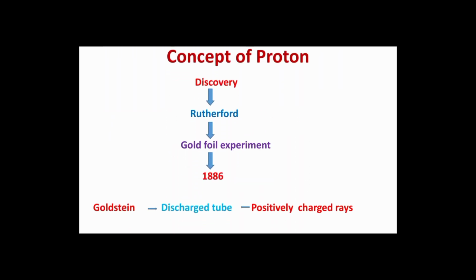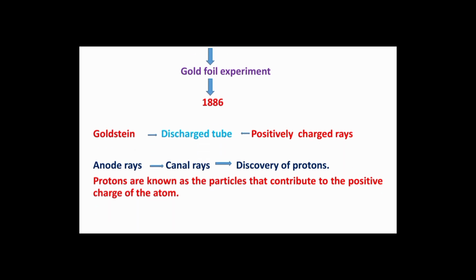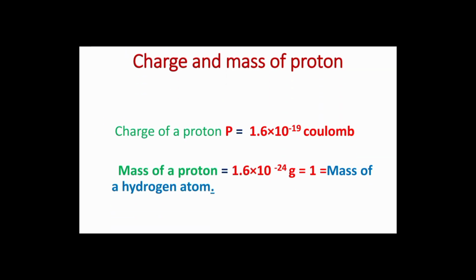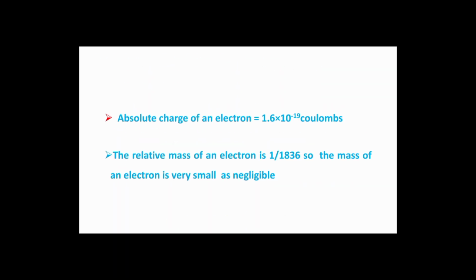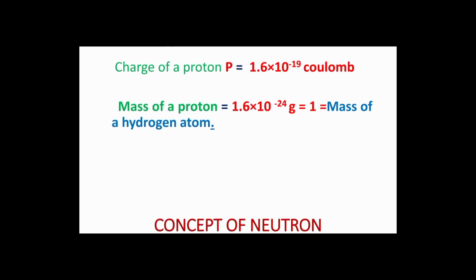Concept of proton, given by Rutherford. Goldstein used a discharge tube, positive charge rays, also called anode rays or canal rays, leading to the discovery of protons. Protons are the particles that contribute to the positive charge of an atom. The charge of a proton is 1.6 into 10 raised to the minus 19 coulombs, positive, while for an electron it is negative. The mass of a proton is 1.6 into 10 raised to the minus 24 grams, equal to the mass of a hydrogen atom.